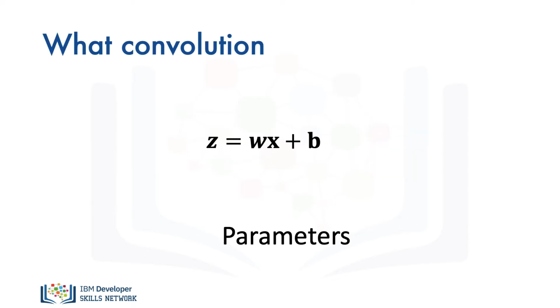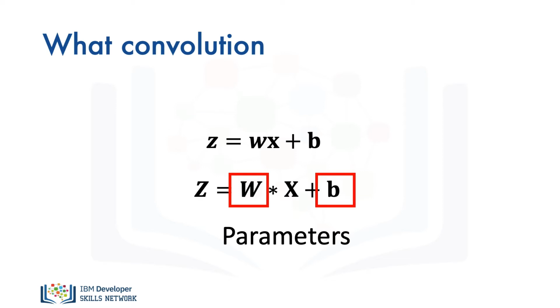As you recall, we have a linear equation with an output z. Convolution is analogous to this linear equation. The output will be another matrix or tensor. We have the parameter w. This is known as a kernel. We have the parameter b. This will be known as a bias. The star operation is known as the convolution operation. Let's go over an example of a convolution.